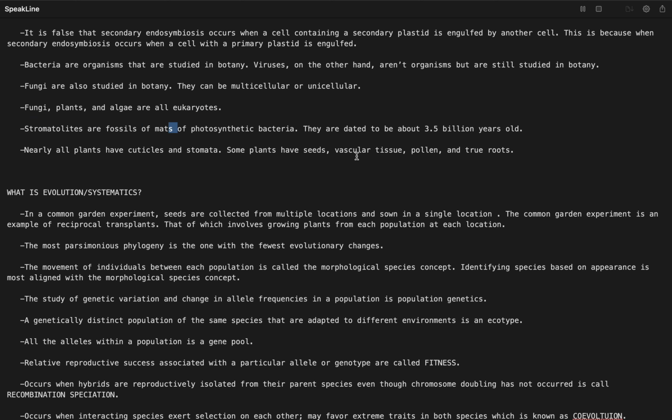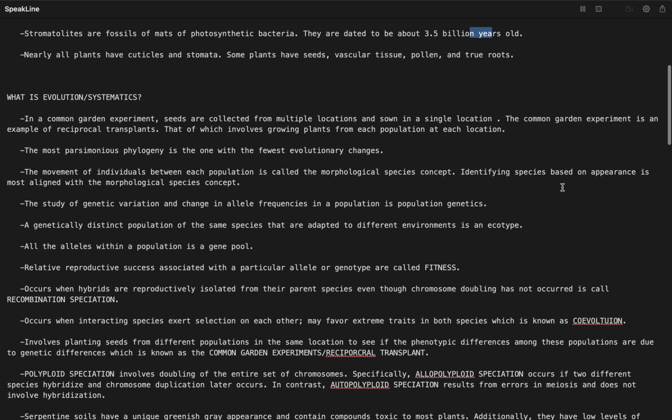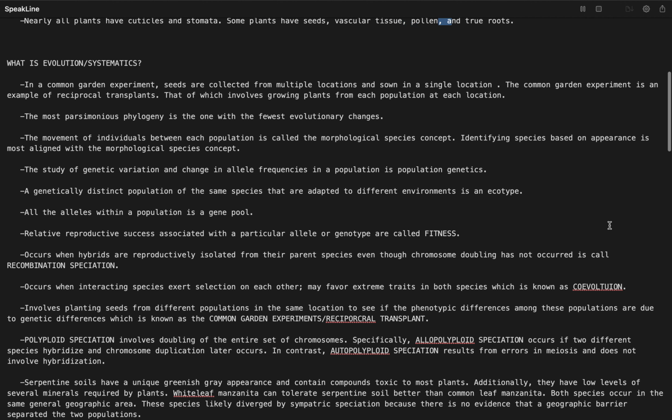Stromatolites are fossils of mats of photosynthetic bacteria. They are dated to be about 3.5 billion years old. Nearly all plants have cuticles and stomata. Some plants have seeds, vascular tissue, pollen, and true roots.